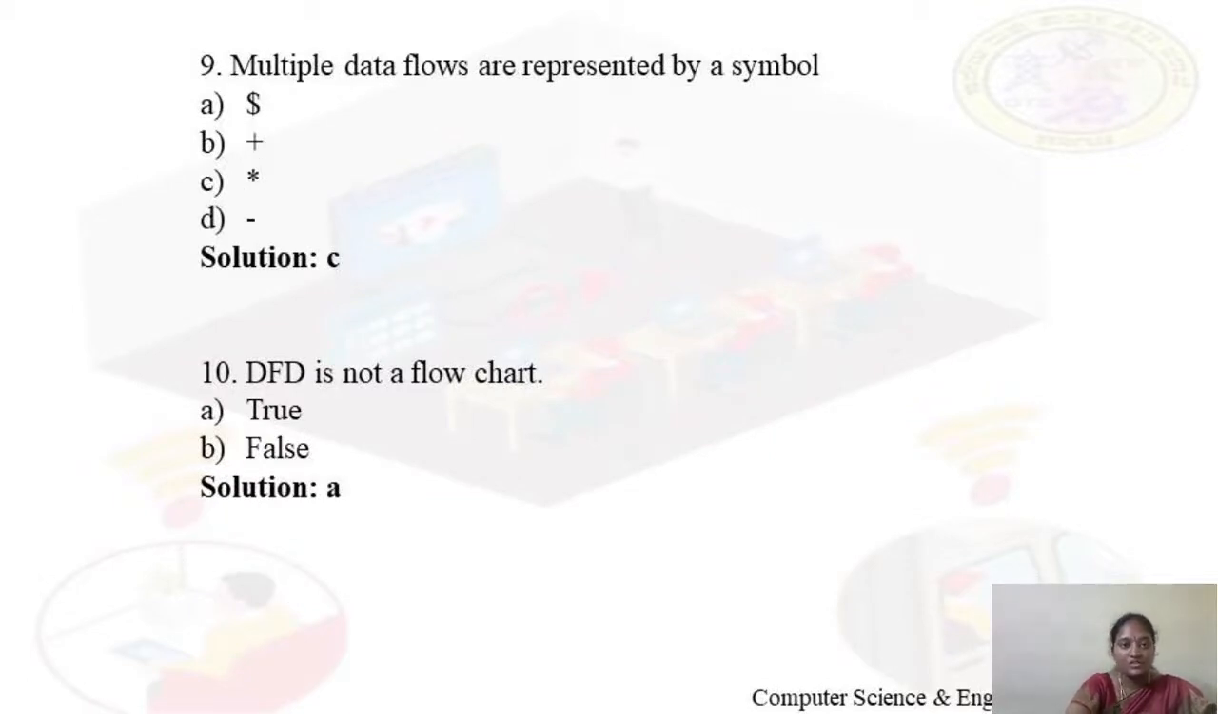And the next question is, multiple data flows are represented by a symbol. A. $, B. plus, C. asterisk, D. minus. And the solution is C.